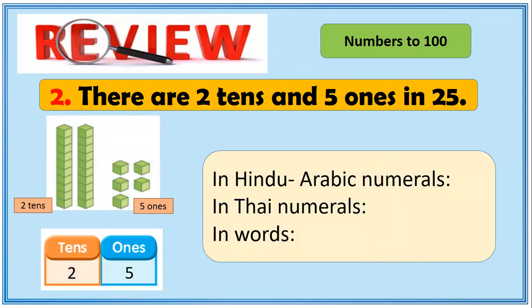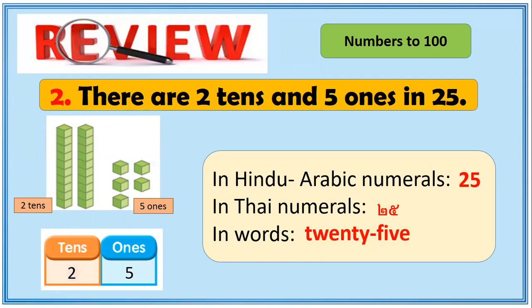In Hindu-Arabic numerals, we write 25 as this. And in Thai numerals, we write 25 as this. In words, we write 25 as this: TWENTY-FIVE, 25.